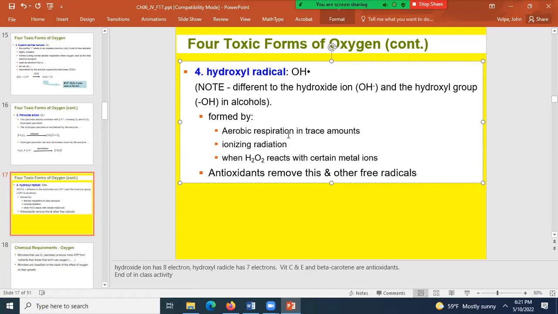Hydroxyl radicals are made by aerobic respiration in trace amounts. They're also made by ionizing radiation, and when hydrogen peroxide reacts with certain metal ions. Our cells remove the hydroxyl radical with antioxidants. The antioxidant combines with the hydroxyl radical and then inactivates it. Some examples of antioxidants that act to remove hydroxyl radicals are actually vitamin C and vitamin E. Any questions about any of that?